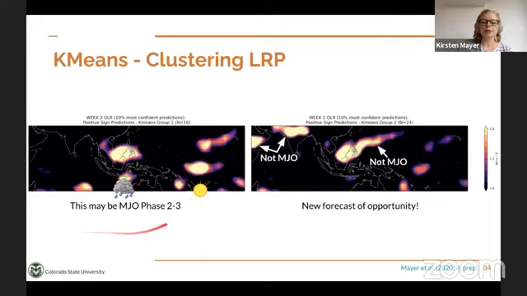And this may be associated with MJO phase 2 and 3. So it's picking out this MJO signal. But what's really interesting is in the second group, it's picked out these not MJO-like signals. And so these may be new forecasts of opportunity that we've never seen before that's provided by looking at LRP.